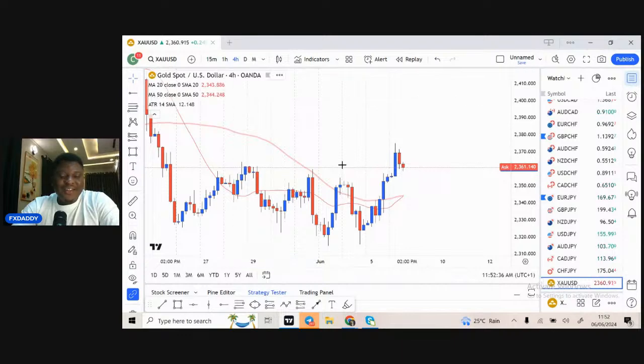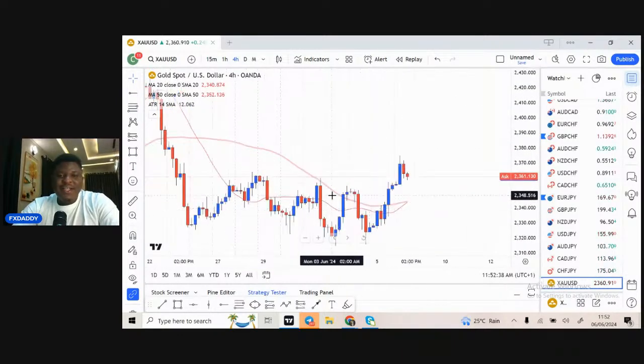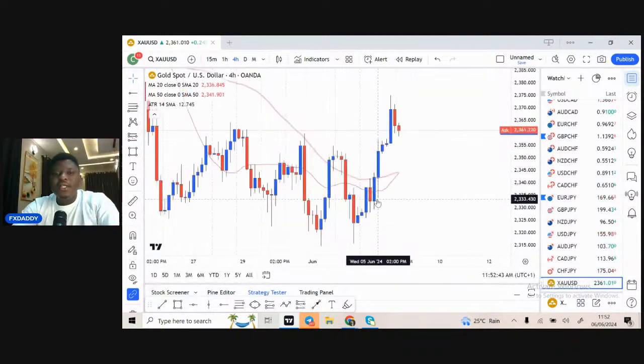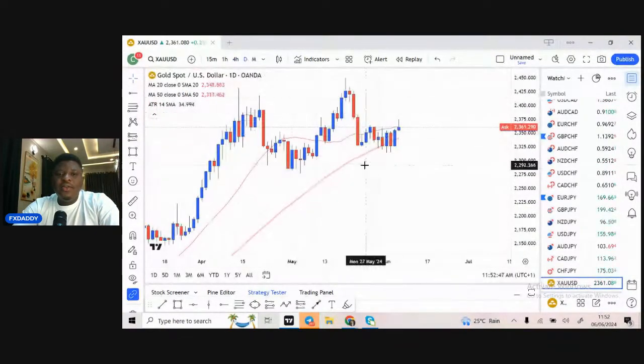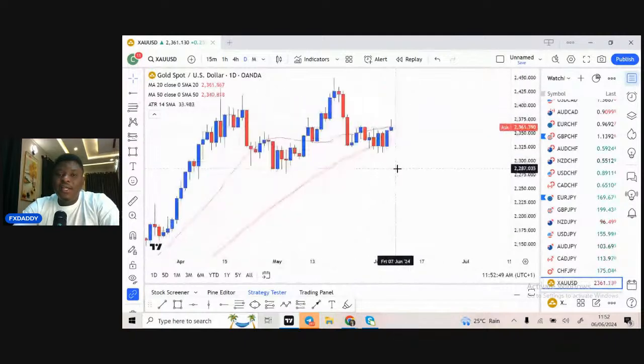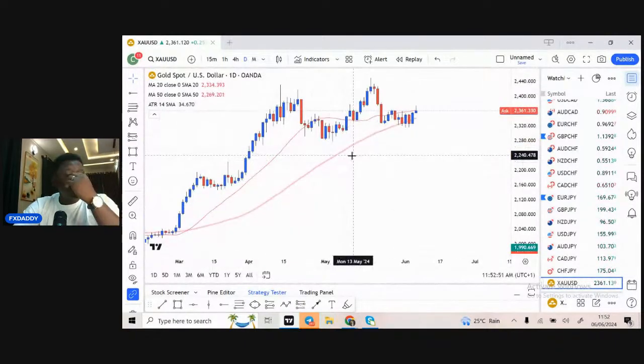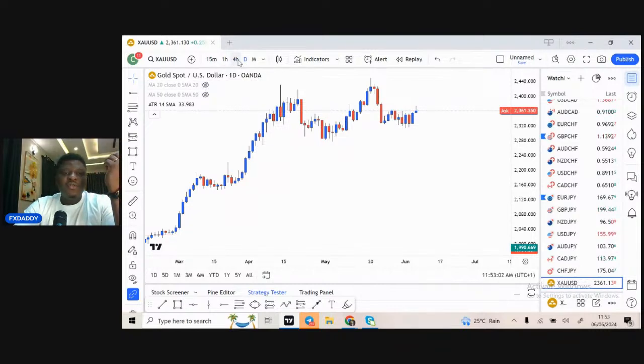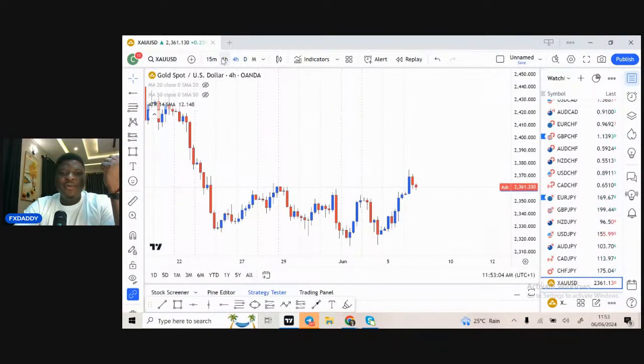So gold from a 4-hour time frame perspective, of course, this is looking like a downtrend becoming an uptrend. The structure has changed. So what we need to do now is go to a lower time frame and find entries and exits. On a daily time frame, we are still trading above the 50 moving average, and just a little bit above the 20 moving average. So we're still in an uptrend. That's what I'm saying. Okay, so let's see whether we'll see an entry on the 1-hour time frame.